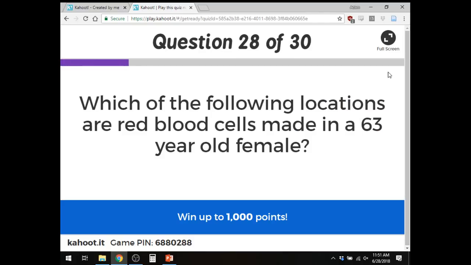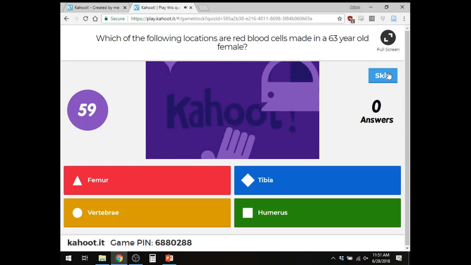Which of the following locations are red blood cells made in a 63-year-old female? Think of the femur, the tibia, the humerus, the vertebrae. What do you think?